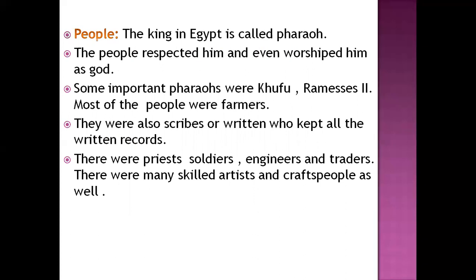Next, people. The king in Egypt was called the Pharaoh. The people respected him and even worshipped him as a god. Some important Pharaohs were Khufu and Ramesses II. So these are the most important kings.